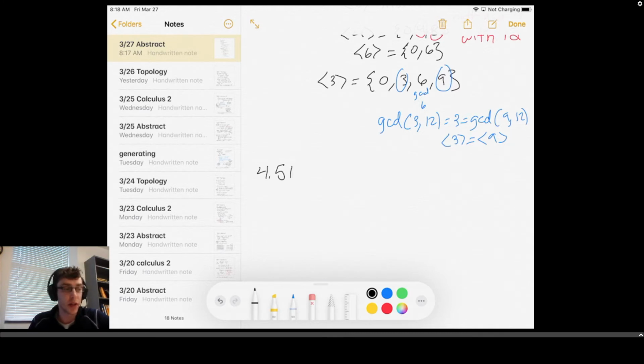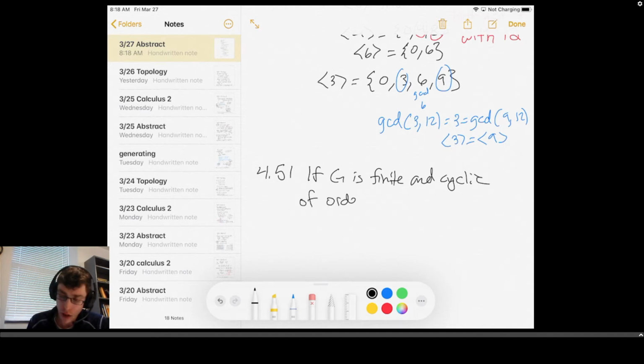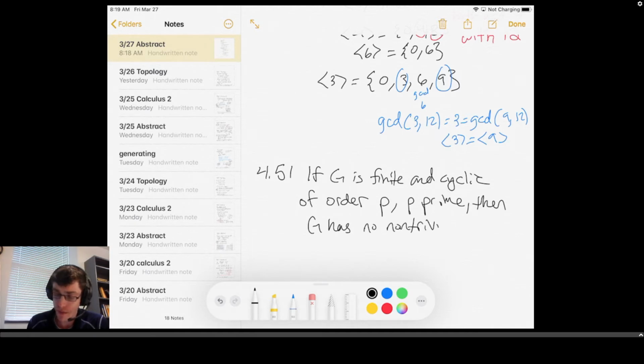So the first one here, this is a corollary to one of our above theorems, so our proof should be pretty quick here. If G is finite and cyclic of order P, where P is prime, then G has no non-trivial proper subgroups.